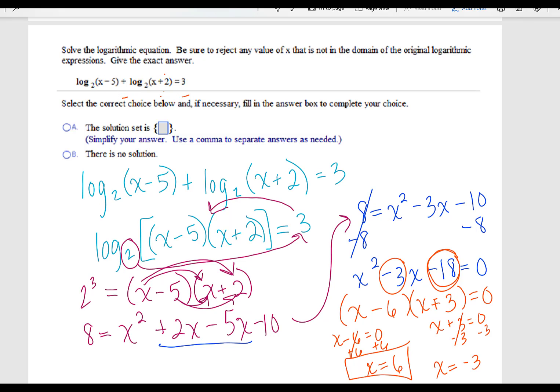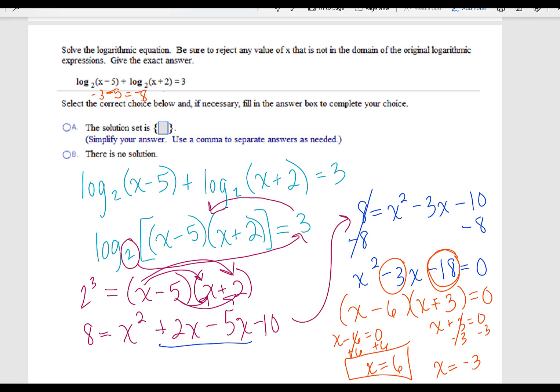Let's try that with negative 3. Negative 3 minus 5 equals negative 8. Sorry, that's really messy. So we can stop right there because it would have to be able to be plugged into every single part of the equation. Now, please note that it's not that x is equal to negative 3.